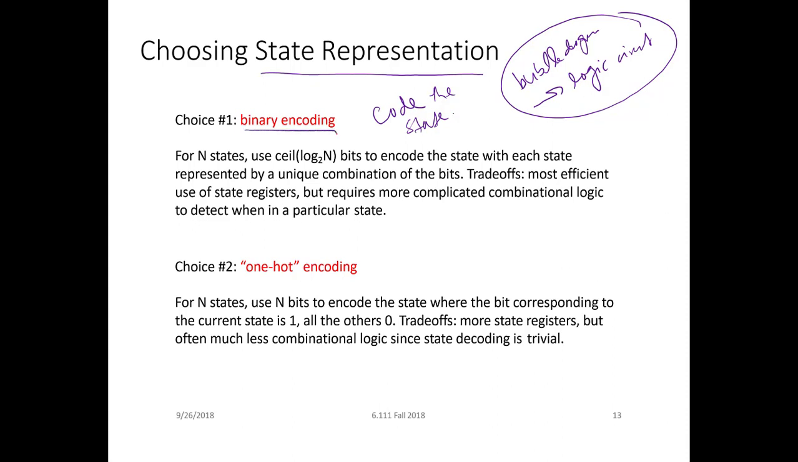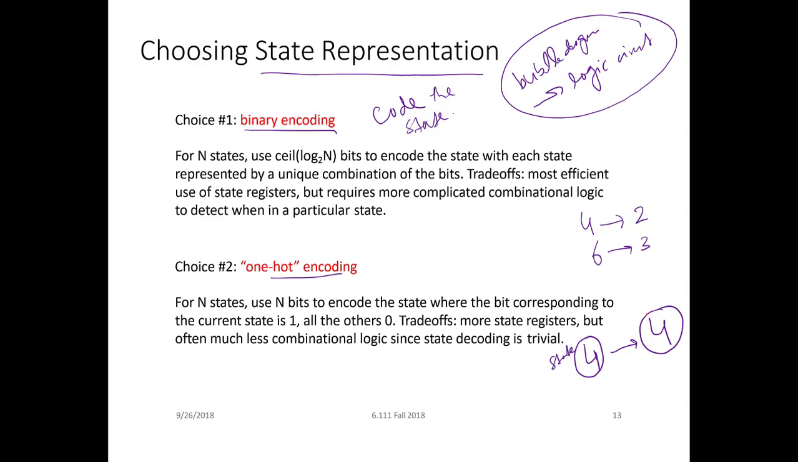One option is binary encoding. In binary encoding you check that if there are 4 states, then you need 2 bits, because 2 power 2 is 4. If there are 6 states, then you need 3 bits. So this is binary encoding. Then one hot is different. If you have 4 states, then you need 4 bits. So the number of bits is equal to the number of states.